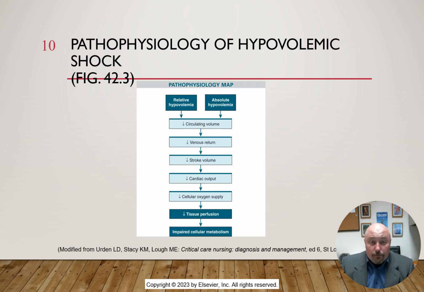Next we have figure 42.3 from the textbook, the pathophysiology of hypovolemic shock. As you can see, with both relative and absolute hypovolemia, it begins with a decreasing circulating volume, which results in decreased venous return, which in turn results in a decreased stroke volume, decreased cardiac output, and decreased cellular oxygen supply.